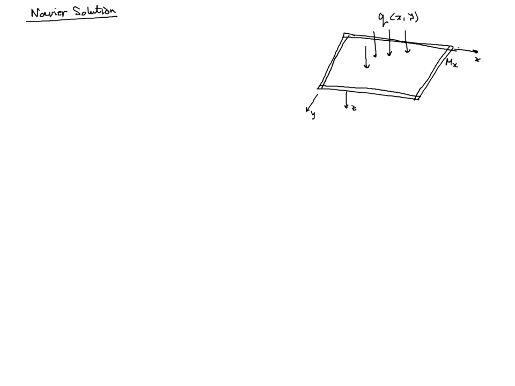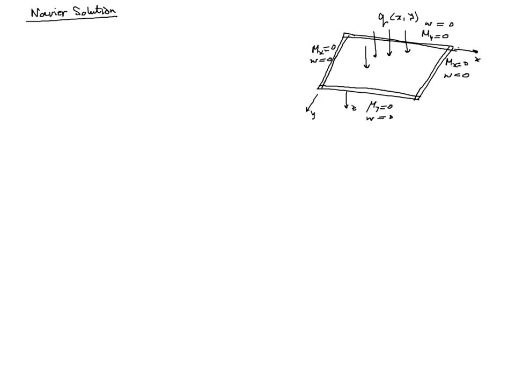So on this edge, Mx is zero. And on this edge also, Mx is 0. On this edge, My is 0. And here, My is 0. And w is 0 all over, so we don't need to worry about shear forces. So we have two boundary conditions at every edge.